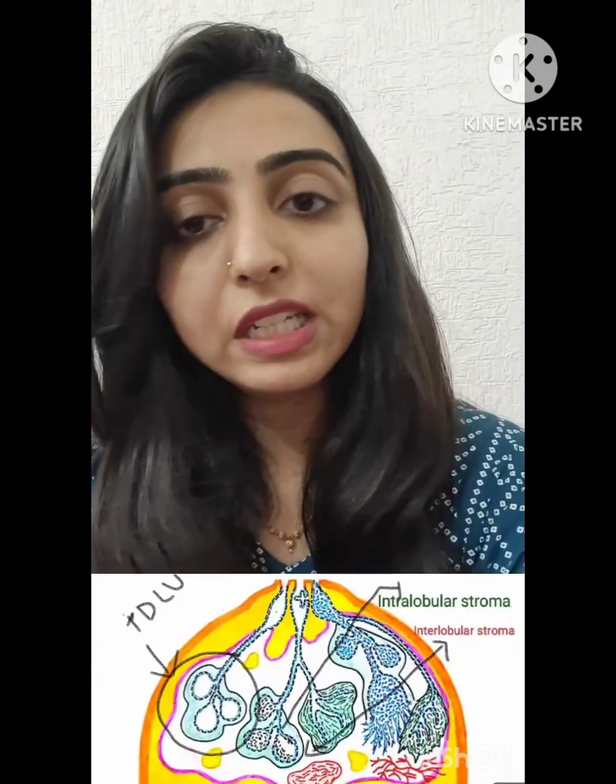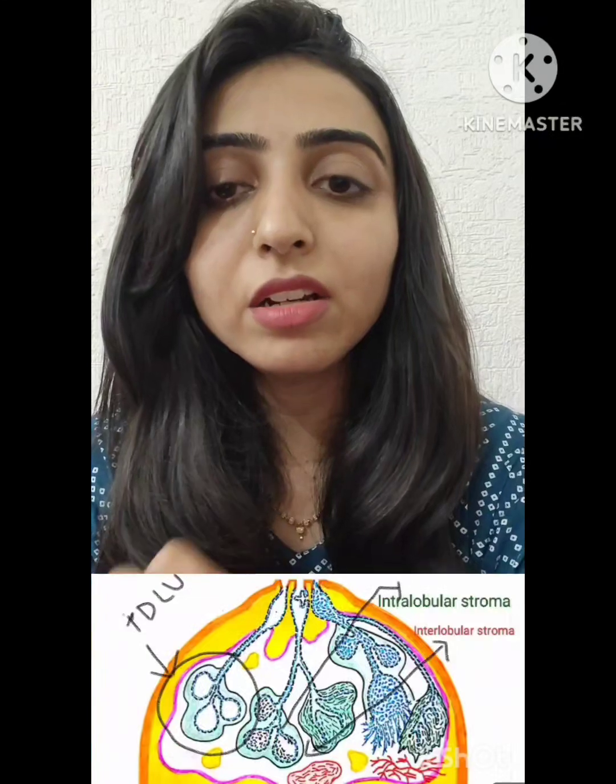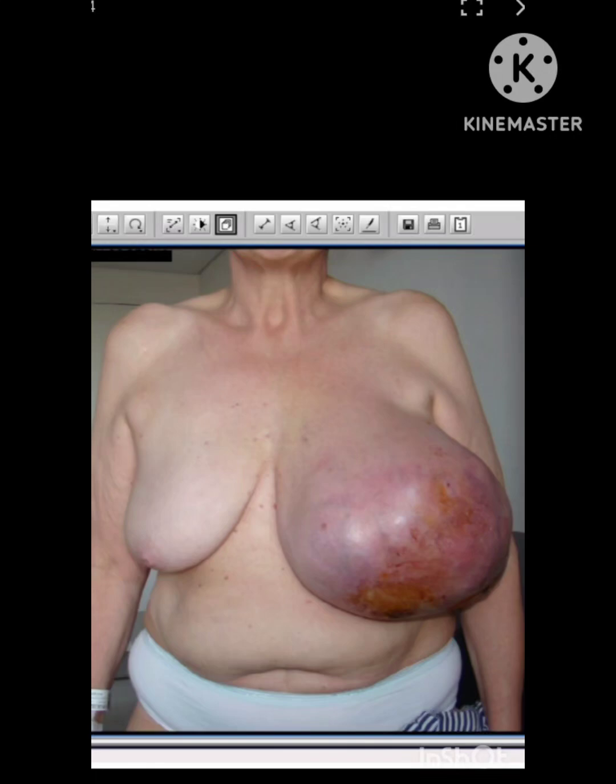Now, what are the clinical features? It mainly occurs in the 6th decade of life, and a patient will present with a painless palpable breast mass. Now, this is the photo of the phyllodes.